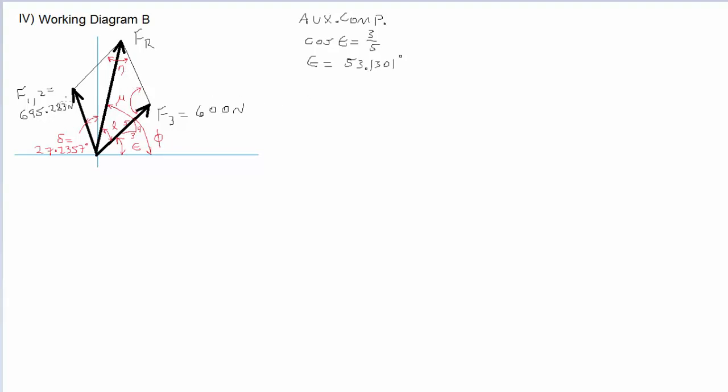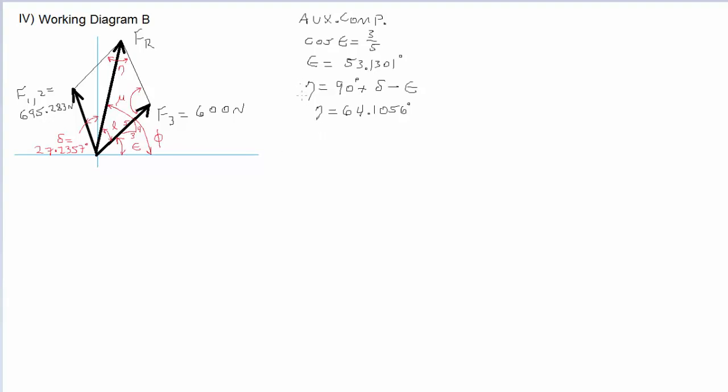The angle between F1,2 and the y-axis is 27 degrees. The y and the x-axis are 90 degrees apart, and epsilon is 53 degrees. So we can say that eta equals 90 degrees plus delta. 90 degrees plus delta would give me the angle from F12 to the x-axis. And if we subtract off epsilon, that'll give me the angle between those two vectors. And we're going to find that eta equals 64.1056 degrees.